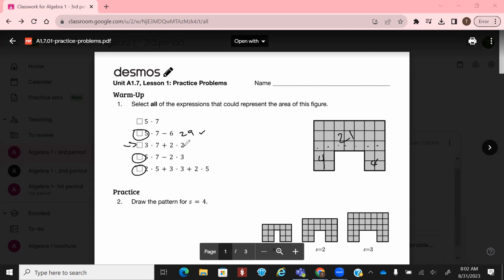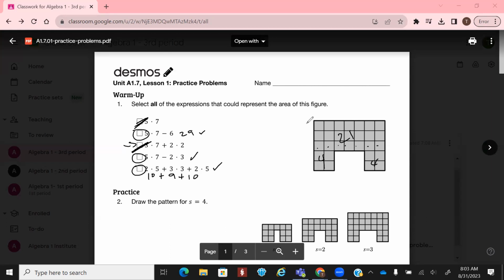On the next one, 3 times 7 is 21. 2 times 2 is 4. 21 plus 4, is that 29? Okay, so not C, not A. On the next one, 35 minus 6, is that 29? Yes. And then 2 times 5 is 10, plus 3 times 3 is 9, plus 10, is that 29? Yes. Okay, so it's either B, D, or E, right?